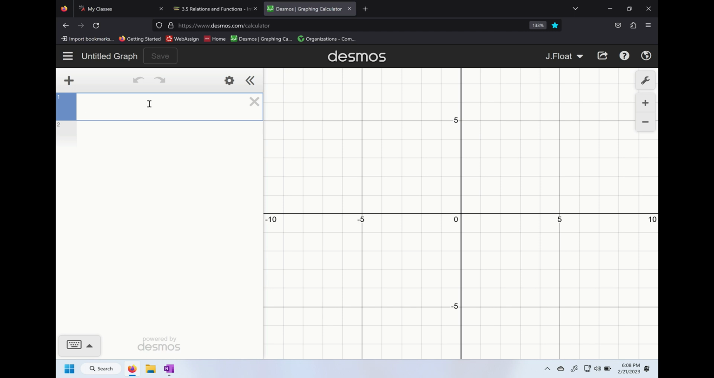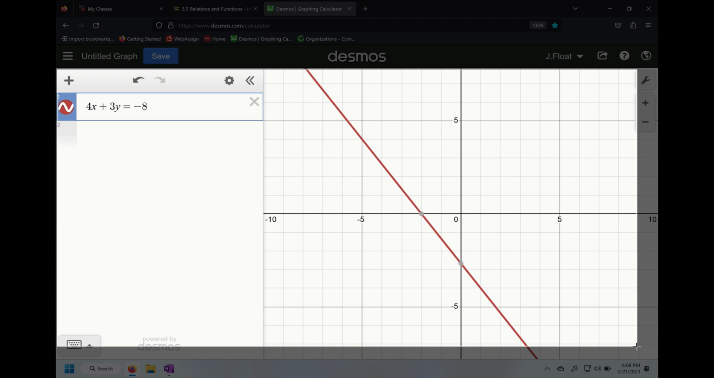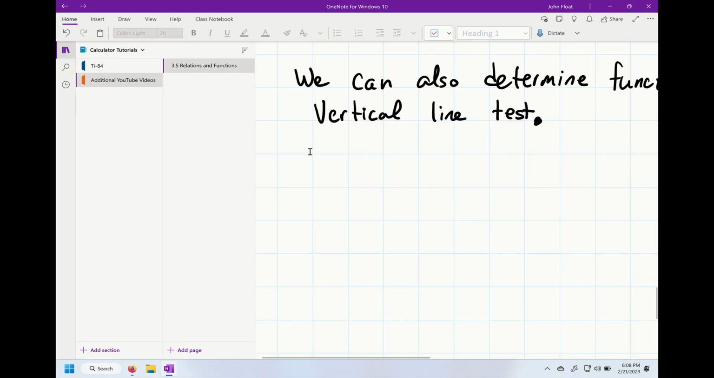So let's do 4x plus 3y equals negative 8. And what you're going to notice here, and I'm going to copy and paste this into our notes. So, a nice Desmos picture here.